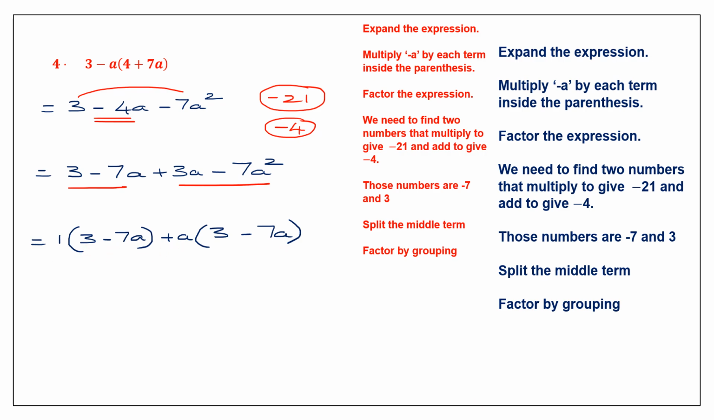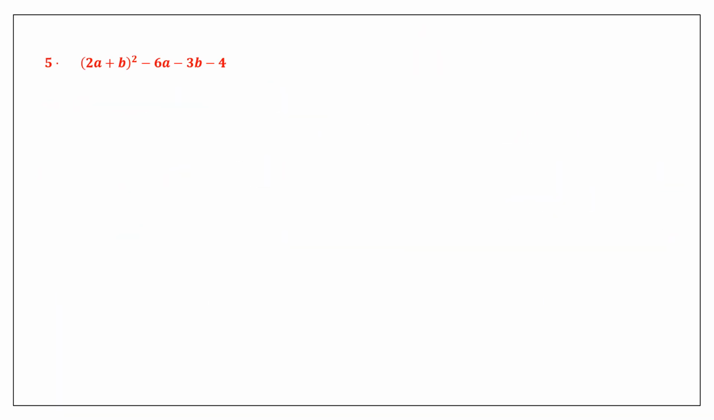So let's write out our answers here. So we have 3 minus 7a as the first factor, and we also have 1 plus a. So this is our final answer here. 3 minus 7a and 1 plus a.